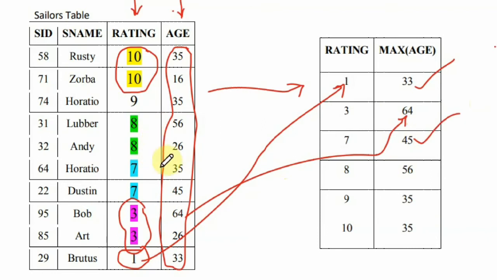Then 2 8s here. The 8 rating is grouped and the maximum age is 56, so I got 56 in the output. Then only one 9 is there, so I got 35. And 2 10s are there, and the max among this group is 35, so I got 35. I have ordered the rating just to show you the output clearly.